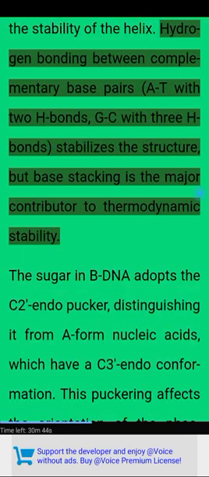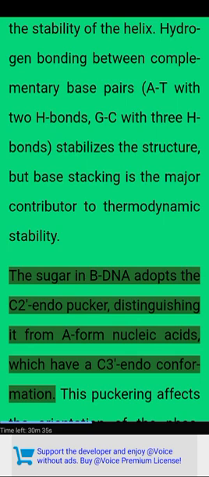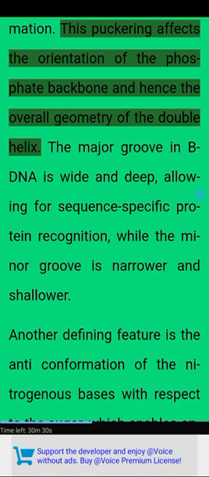Hydrogen bonding between complementary base pairs, AT with 2 H bonds and GC with 3 H bonds, stabilizes the structure, but base stacking is a major contributor to thermodynamic stability. The sugar in B-DNA adopts the C2' endo pucker, distinguishing it from A-form nucleic acids, which have a C3' endo conformation. This puckering affects the orientation of the phosphate backbone and hence the overall geometry of the double helix.